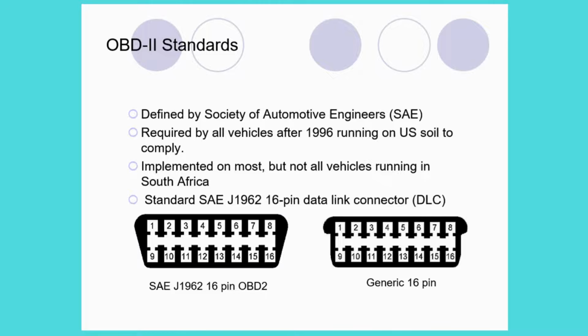OBD2 standards are defined by the Society of Automotive Engineers. They are required by all vehicles after 1996 running on US soil to comply. It's implemented on most but not all vehicles running in South Africa. The standard SAE J1962 16-pin data link connector. There is a generic 16-pin connector that's also used on many other vehicles that are not OBD2 compliant.